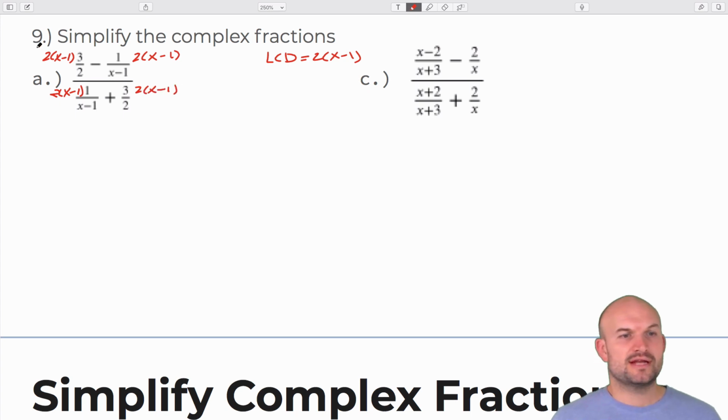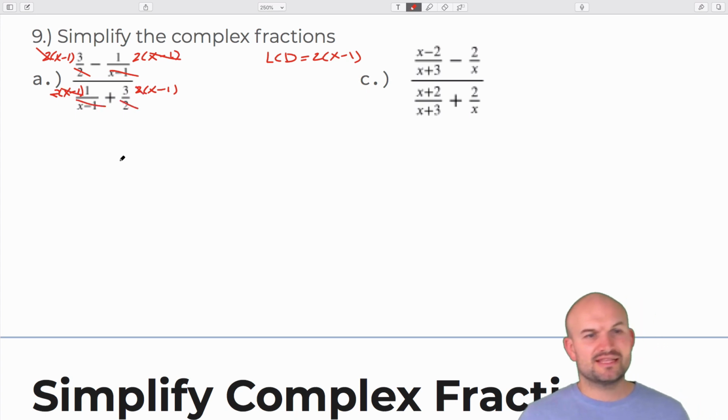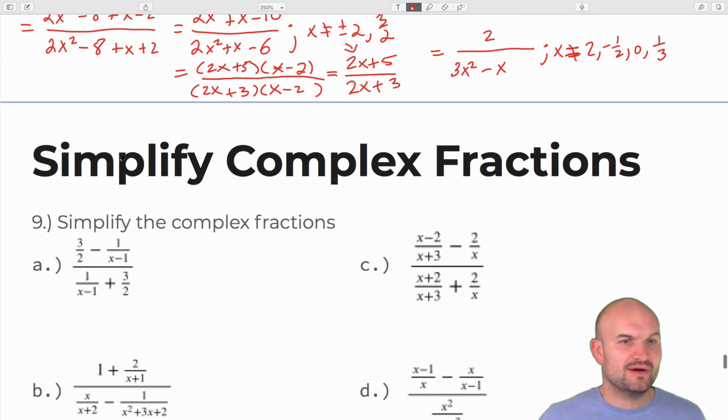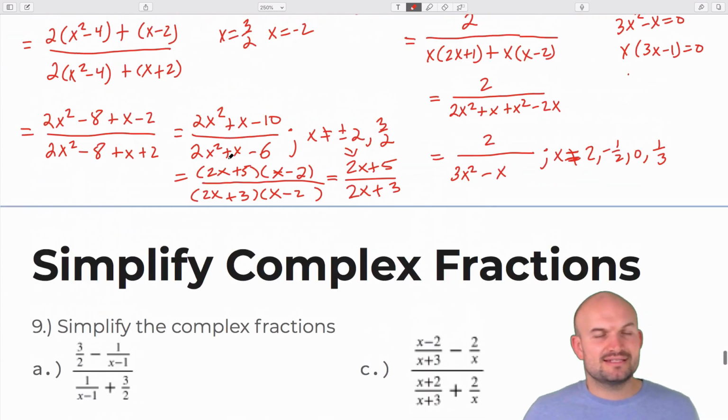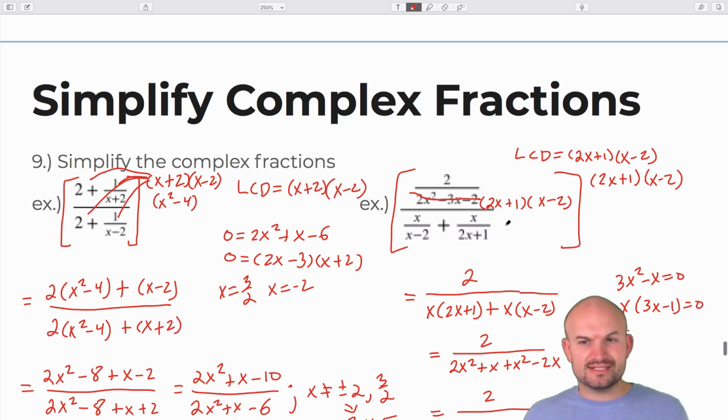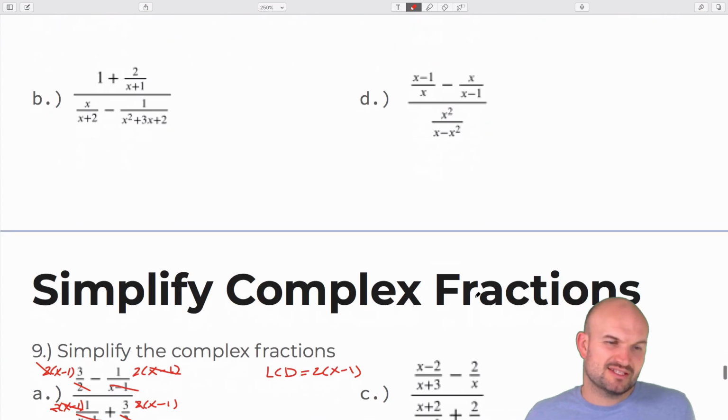Okay, so now you can see the 2's divide out, the x minus 1's divide out, the x minus 1's divide out, and the 2's divide out. I like doing it this way better than doing it that way as far as the understanding portion. But obviously just writing it once and doing the work in your head makes things go by a little bit faster.